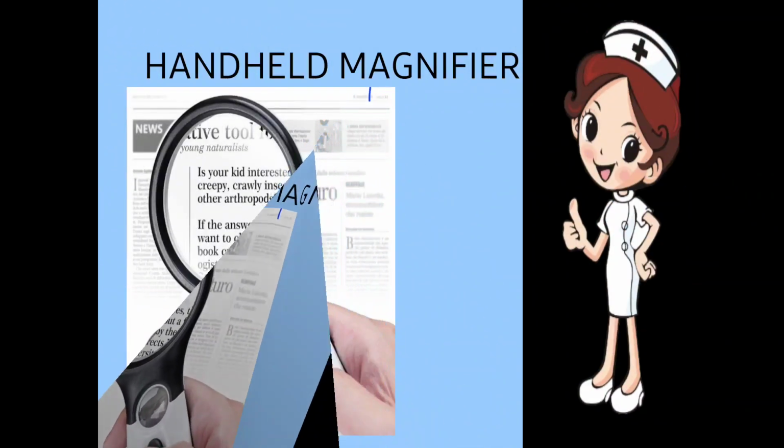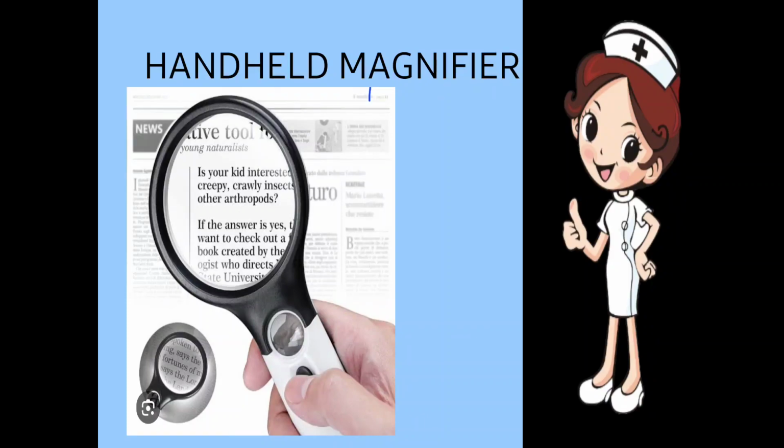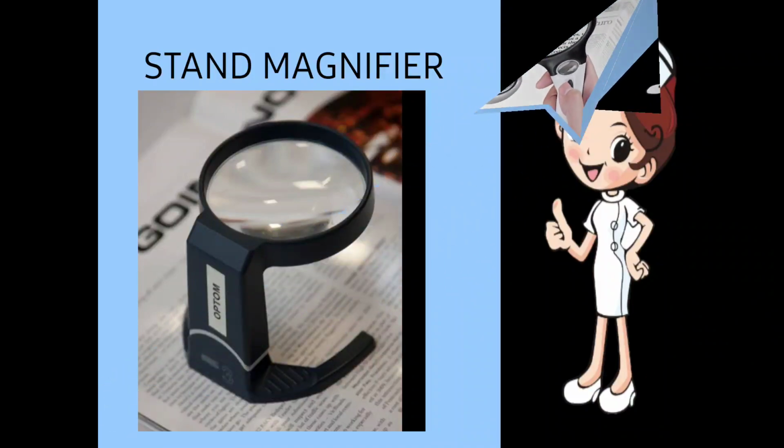So let's see. First one is the handheld magnifier. This one is the handheld magnifier. A person will hold the magnifier in the hand, and then you can see that large print size is seen because it gets magnified. It is handheld, that's why the person has to hold it in his or her hand. Next one is the stand magnifier.